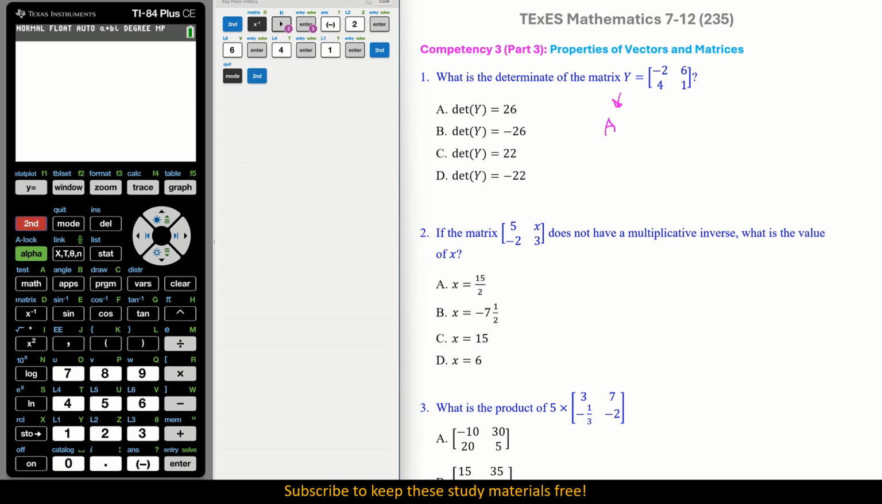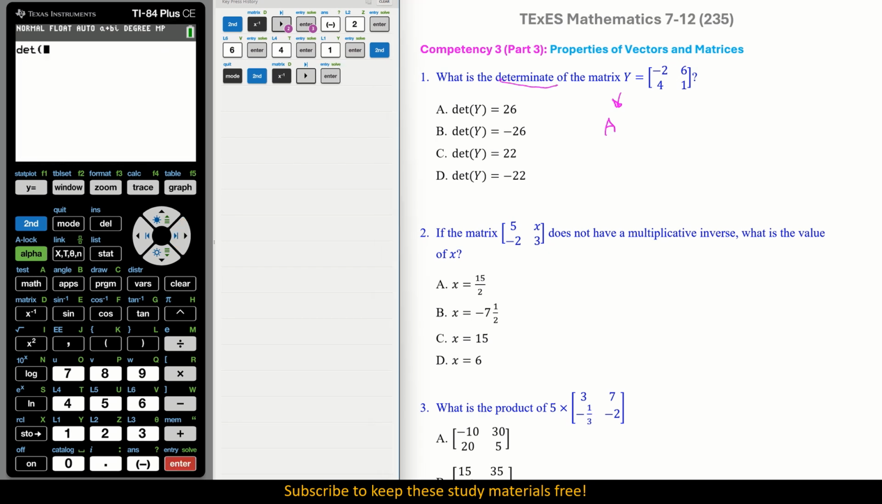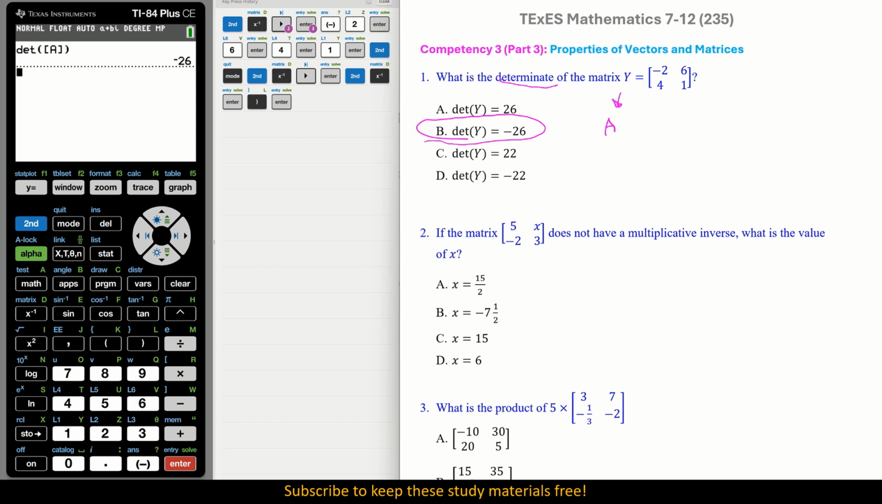Now let's go second, back to matrix, because now we don't want to push A. What we want to do is set the function up. And we need this highlighted DET for determinant, okay? So press enter. So now you got to go back and actually capture the A where we put our y equal values. So say second matrix. Okay, now you push enter where it's highlighted, close the parentheses, place enter, and B is the correct option. Now notice that the determinant has a value, and that's going to lead us to number 2.